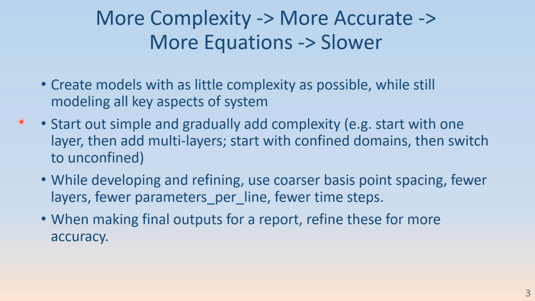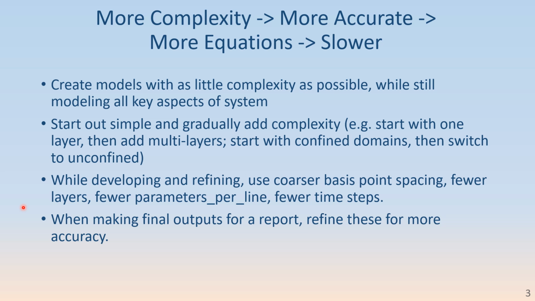When you're building your model, I would always recommend to start out very simple and move by baby steps up the complexity ladder. That way, if you're running into trouble with convergence or something, you probably know what's caused the non-convergence because it's the thing you just added, the little new additional thing. So that's good guidance. While you're developing and refining a model, you can get away with less accurate modeling. Use coarser basis point spacing, fewer layers, fewer parameters per line, fewer vertices, and so on, fewer time steps. That'll save you a lot of time in the modeling process when you're doing run after run, refining and adjusting.